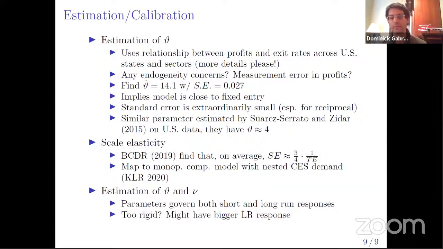scale elasticity. And the last thing that I'll say is that at the estimate of epsilon, which is 14, that means the elasticity is 1 over 14, which implies that the model is quite close to a fixed entry model. And the paper says that they don't have a comparable estimate, but there is this other paper by Suárez Serrato and Zidar in 2015 that I think estimates a similar parameter, and they get, if I'm reading their table correctly, about 4. So that's something to look into. But anyways, a really interesting paper. I'm hungry to know more about how it relates to previous frameworks. Thank you.